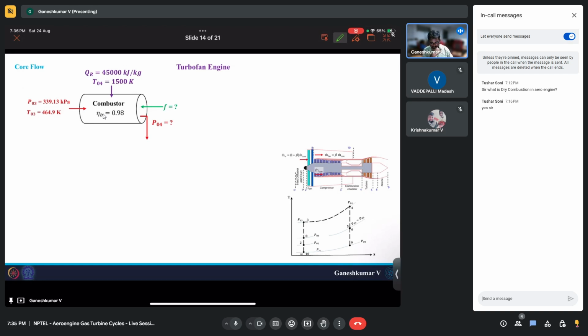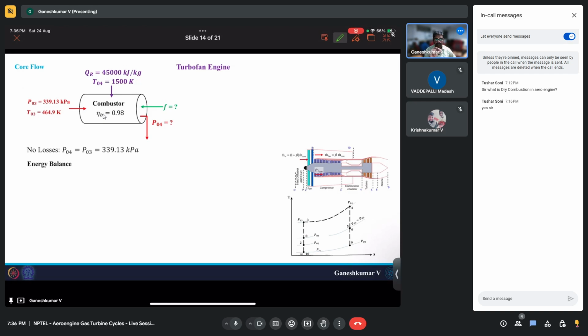So, yeah, it enters at 339.13 kilopascal and temperature 464.9 Kelvin. And the T04 at the exit of the compressor is, sorry, combustor is 1500 Kelvin. So we need to heat up your air from 464.9 Kelvin or 465 Kelvin to 1500 Kelvin, which is more than 1050 Kelvin difference. Okay, since there are no losses, P04 will be equal to P03, and you must do energy balance.